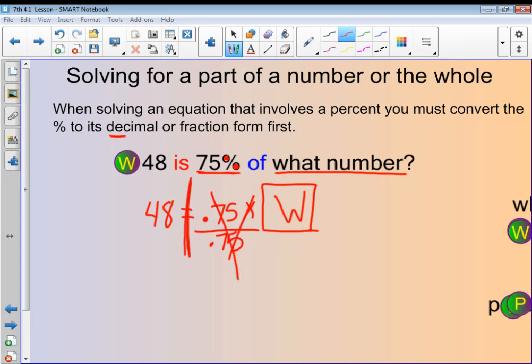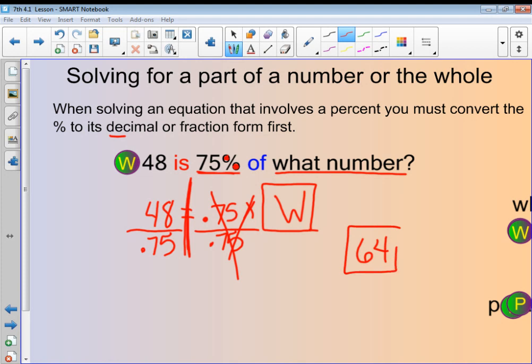So now W is by itself, but whatever I do to one side, I have to do to the other. Okay, so now I can go ahead and do 48 divided by 0.75. And when I do that, I get 64. So I just found out that W is 64. So 48 is 75% of 64.